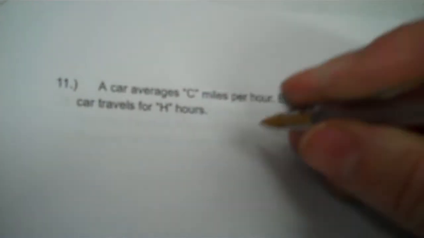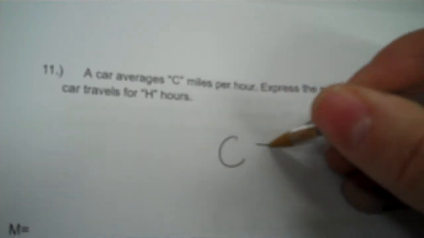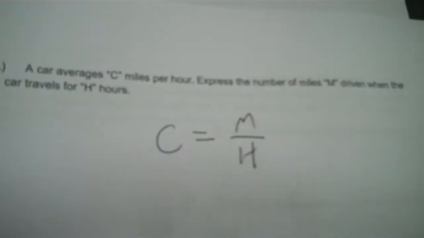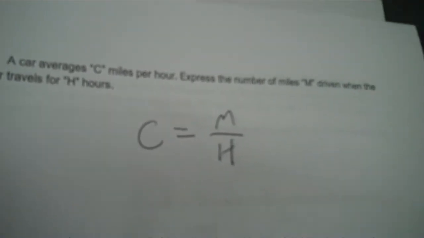Now the next one, number 11. These are kind of weird too. A car averages c miles per hour. Express the number of miles m driven when the car travels h hours. You're like, well, how am I supposed to do that? You didn't even give me any numbers to work with. Well, this c right here, and it says miles per hour, you're going to put c equals m divided by h. That's what miles per hour is.